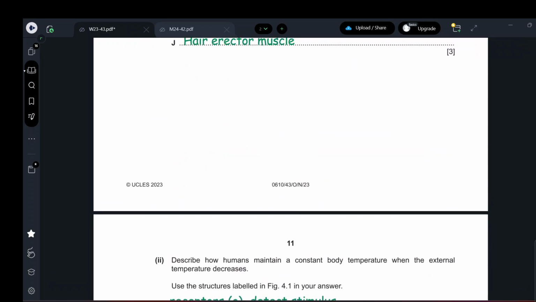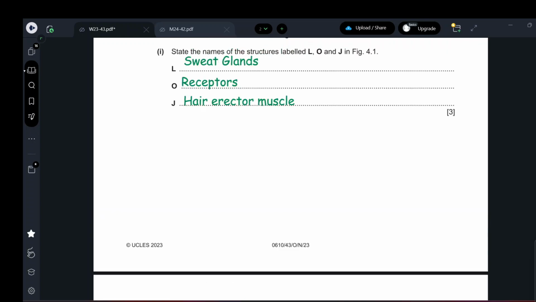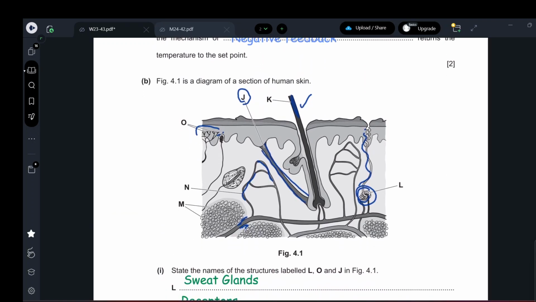Describe how humans maintain constant body temperature when the external temperature decreases. In cold weather, how do I maintain my body temperature, using the structures in the labels? Cold weather, what happens? Number 1, the hair erector muscle contracts. So the hair will be upright, trapping a layer of warm air, which acts as an insulator.